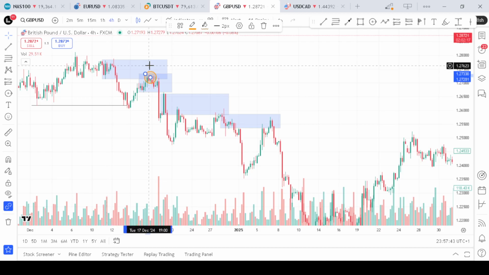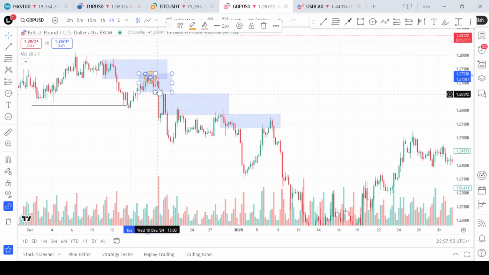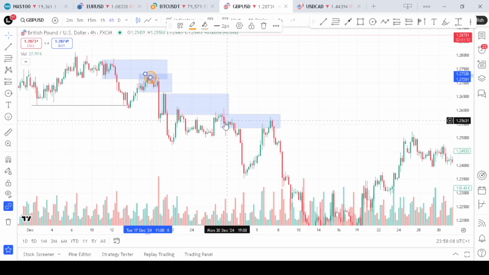Thirdly, we have to confirm your entry with volume analysis. As we can see at this area, when price got to our order block, the volume was saying that there was a strong bearish pressure away from the order block. Even at this area, when price broke structure and came to retest the order block, we can see that there was a strong bearish momentum moving away from our order block area.